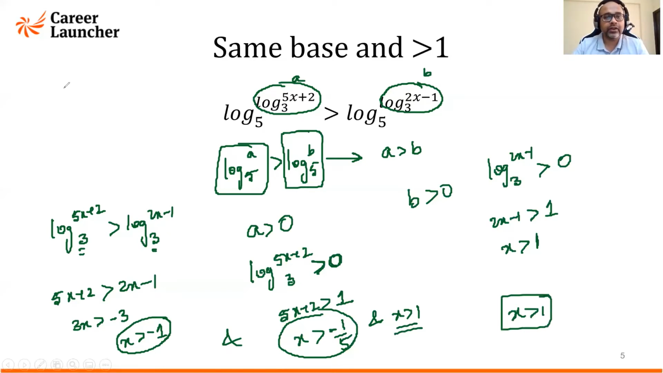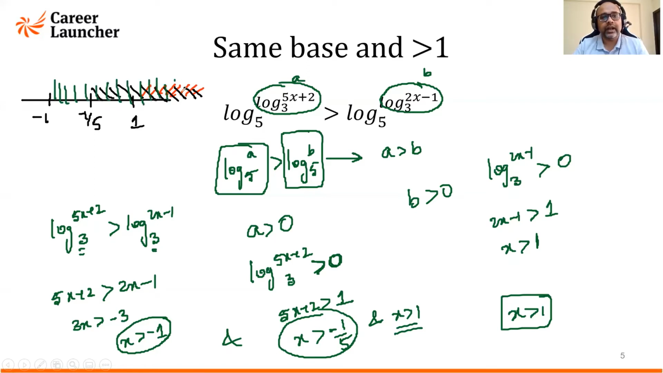If you don't want to draw the number line, you can draw it here quickly and see what happens. Just drawing it once more. So you have a minus 1, you have a minus 1 by 5, and you have a 1. So x greater than 1, this is the range. This is the area. X greater than minus 1 by 5, I will draw in black. This is my answer completely. And x is greater than minus 1 gives me this part, this entire thing. So red, black and green, all three is common for x greater than 1. So the final answer becomes x is greater than 1.